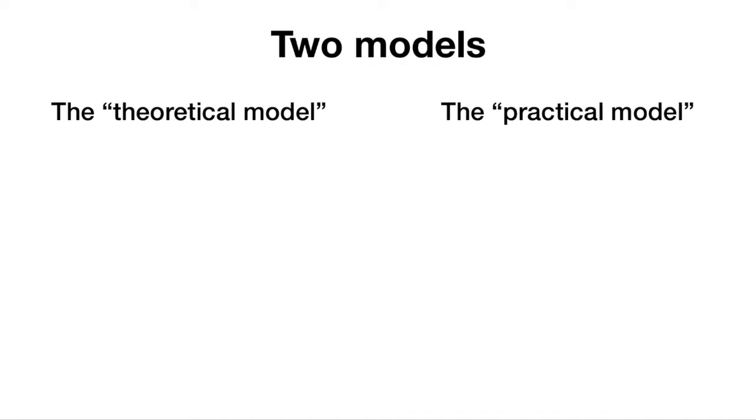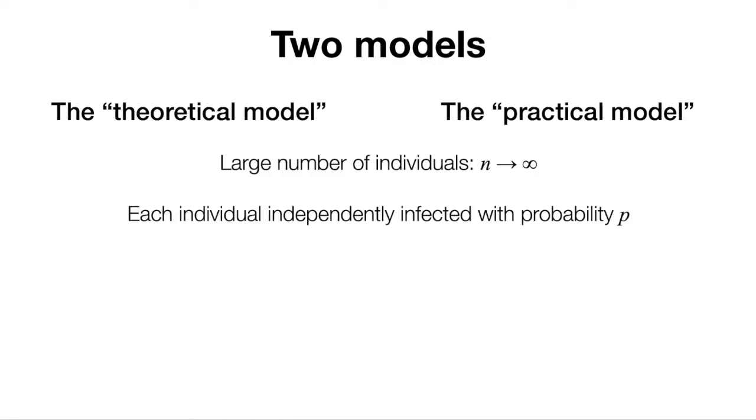These two models have some things in common. For example, in both models we assume there's a large number of individuals, which we're modelling as n tends to infinity. So there's no danger that we'll run out of people to test. Also, in both cases, we use this independent infection model, where for this prevalence p, each individual is independently infected with that probability.